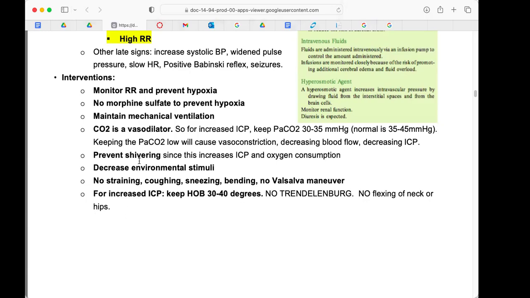So here are some things that you can do to further prevent increased ICP. We want to prevent shivering. We want to decrease environmental stimuli, no straining, coughing, sneezing, bending, or Valsalva maneuver. Keep the head of the bed at semi-Fowler's.